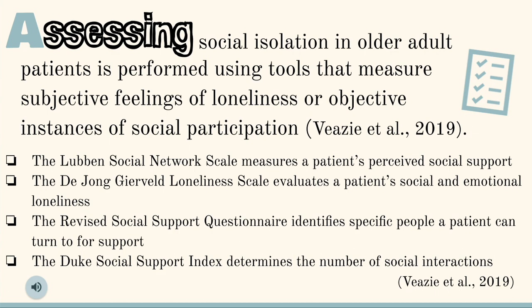The higher the score the patient has, the larger their social network is. Next is the de Jong Loneliness Scale. There are 6 statements, 3 that measure emotional loneliness and 3 that measure social loneliness. And the patients respond with either yes, more or less, or no.